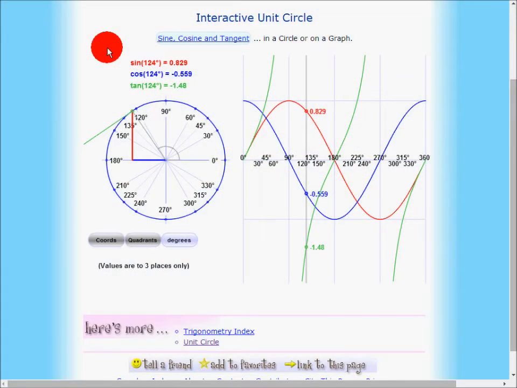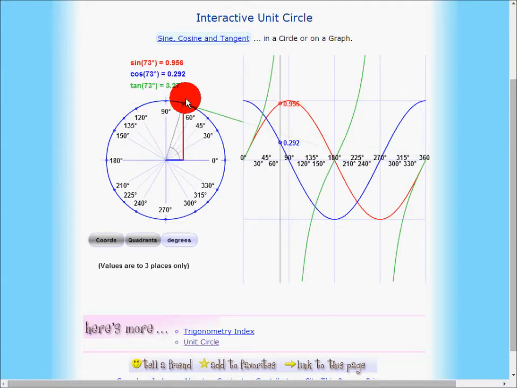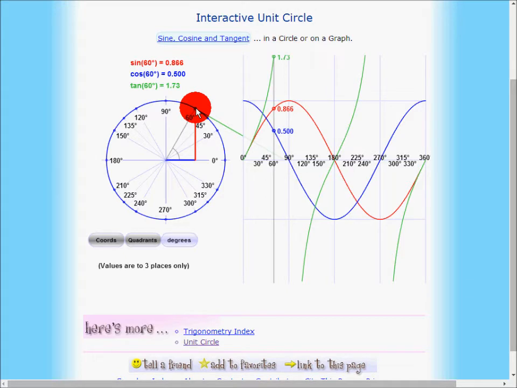Alright, here's a website of the interactive unit circle. If you want to play with it, you can Google it. It's at mathisfun.com. Let's take a look at 60 degrees. You'll notice that the sine of 60 degrees is actually radical 3 over 2, which is about 0.866. The cosine of 60 is 0.5. Tangent is 1.73, which is radical 3.